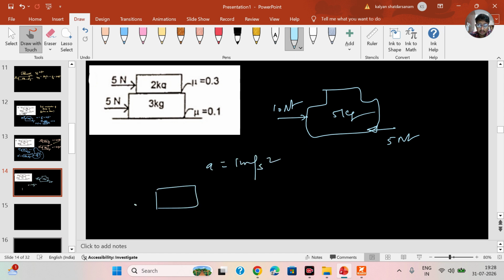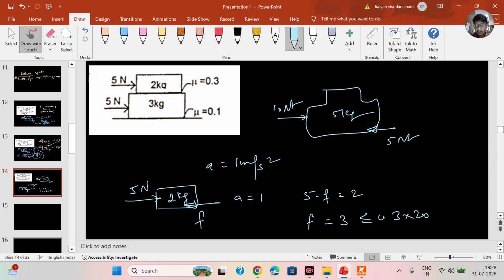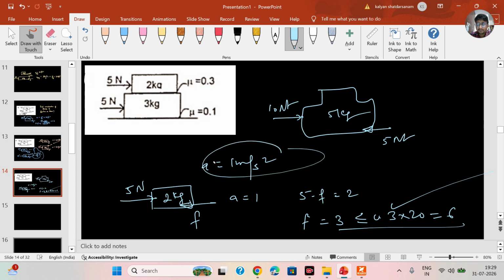Now you take the upper block. Let's take friction static to the left. Acceleration is 1, 2 kg. So 5 minus F is 2, F is 3. Is it less than mu N? 0.3 into 20. 3 less than 6. Perfect. So they move together and combined acceleration is 1 meter per second square.